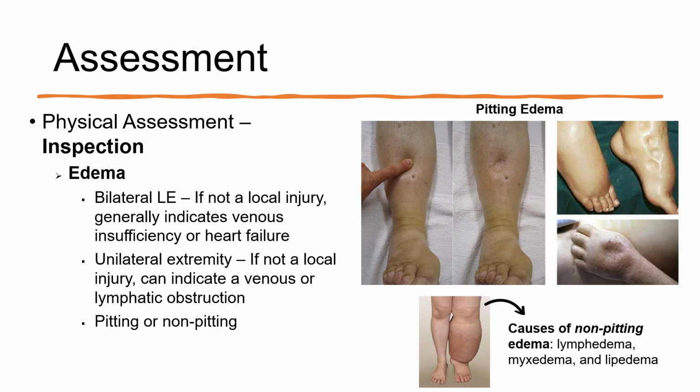Continuing on with inspection, we're going to check for edema. Bilateral lower extremity edema, if there is no injury or no indication of the reason for the inflammation, could a lot of times mean that there is some type of venous insufficiency where the veins are having a hard time returning that blood back to the heart, or it could even mean heart failure. If there is just one extremity that is edematous, then it can mean there's an obstruction of some kind. That's if there's no injury present. And then a reminder that edema can be pitting or non-pitting. An example of non-pitting edema would be lymphedema.